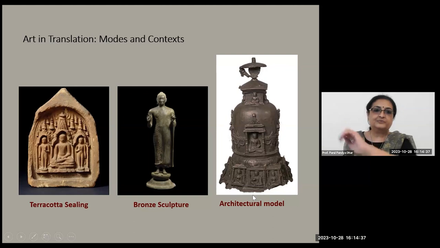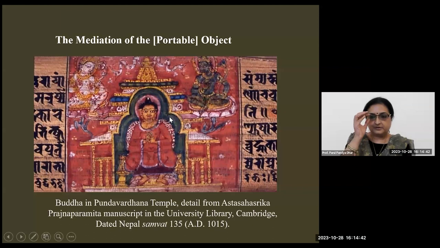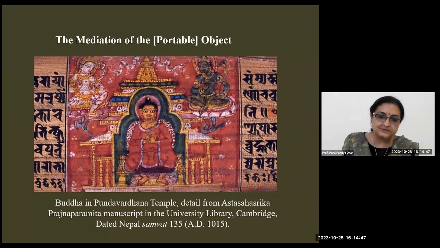Also included in the mediation of the portable object that we've been talking about are manuscripts, illustrated manuscripts that carried not just religious ideas and prescriptions, but also artistic imagery, like you see the temple and the sculptural icon in front of it in this Prajna Paramita manuscript that is today located in the university library in Cambridge. So these are representative examples to indicate the kind of portable objects that carried artistic ideas across long distances.